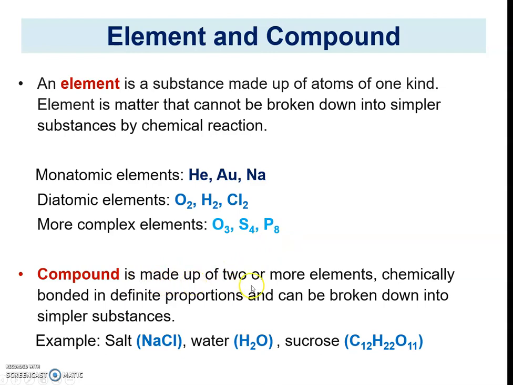Compound is made up of two or more elements chemically bonded in definite proportions and can be broken down into simpler substance. Examples are salt, NaCl, sodium chloride, water, or sucrose. So this is the difference between elements and compound.